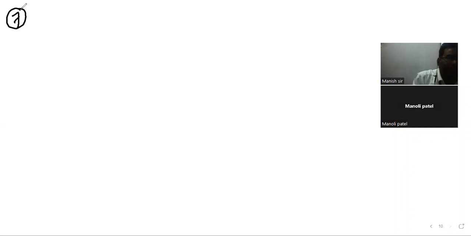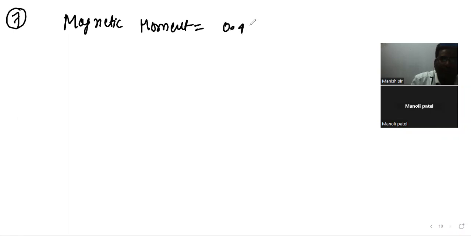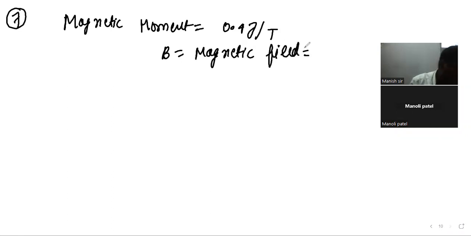Now look at the question number 7. A short bar magnet of magnetic moment is given. So magnetic moment of this short bar magnet is given as 0.4 joule per Tesla. It is placed in a uniform magnetic field B, whose magnetic field is 0.16 Tesla. The magnet is in stable equilibrium when potential energy is.